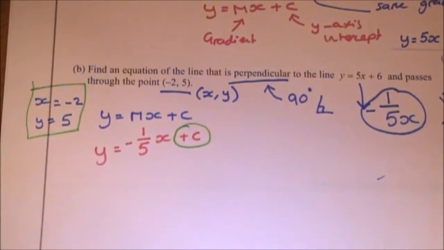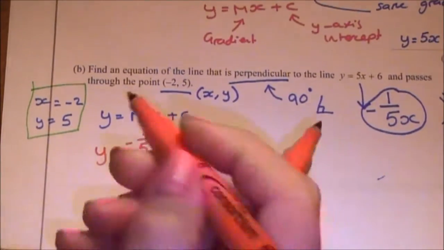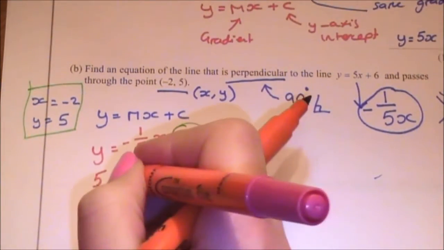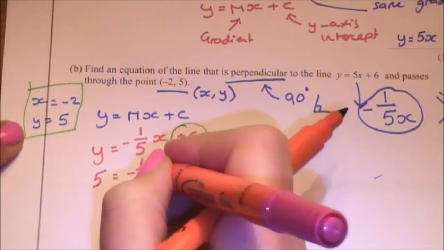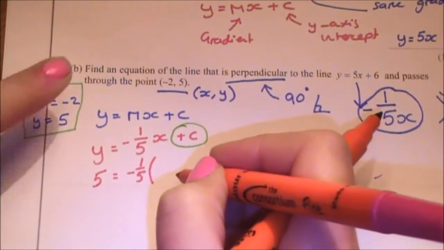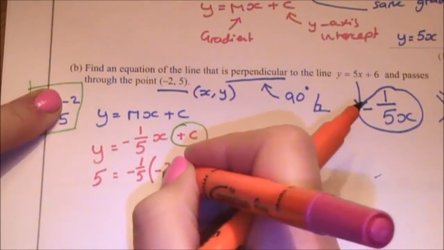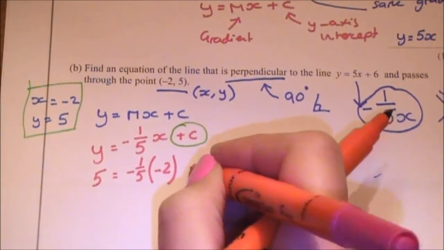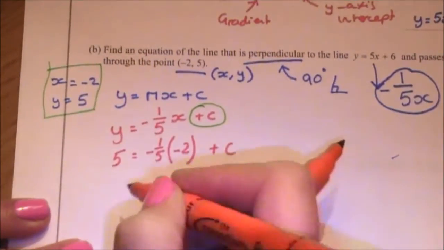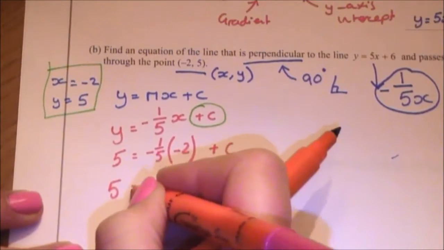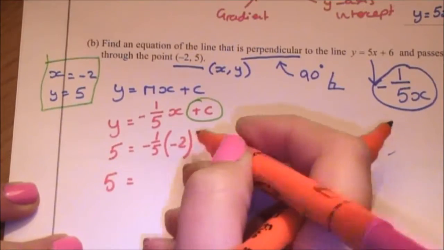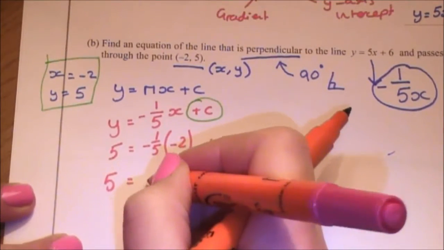Now, I know that y is equal to 5, so there's 5, and that equals -1/5 times by -2, and then I'm going to be adding whatever c is on the end. So let's work out what's going on over here. That is 5, and 5 is equal to... Alright, well first of all I've got a negative and a negative, so I know that my answer is going to be a positive.